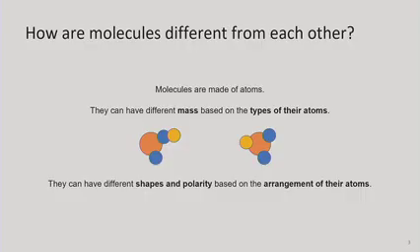Let's get started. When we're doing chemical analysis, the first question for us is how molecules differ from each other. The very basic thing is that they have different masses based on the types of their atoms. For example, CO2 is very different from CO. This is how they differ, and we can identify the molecules based on these rules.